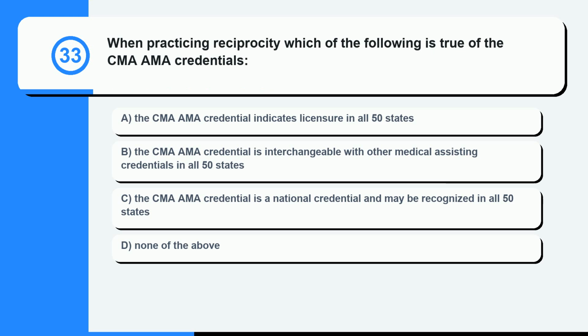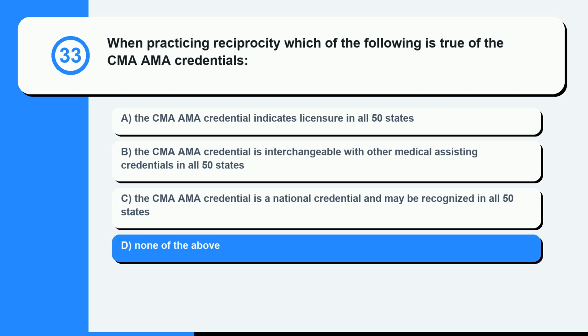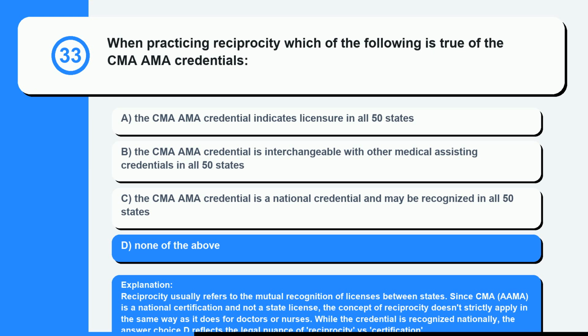The graduate has elected to become certified. Medical assisting is typically a certified profession rather than a licensed one. Certification is a voluntary process through a private organization, like the AAMA, to demonstrate competency. Licensure is a mandatory state-regulated process required to practice a profession.